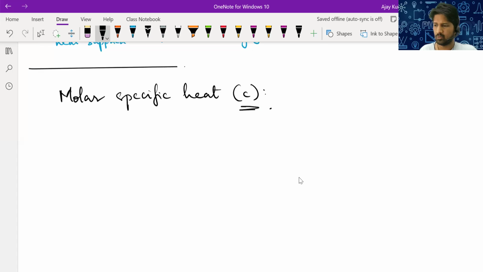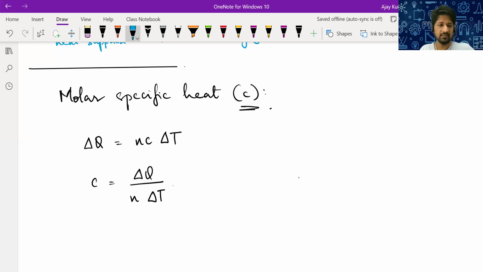Now, molar specific heat is seen in this formula, delta Q is equal to nC delta T. So you can say molar specific heat is delta Q divided by n delta T. Now in an isothermal process, the change in temperature is zero, or as I said, it must be negligible. The temperature should not change significantly. We will supply heat, but temperature should not change. How that is possible also we'll discuss.